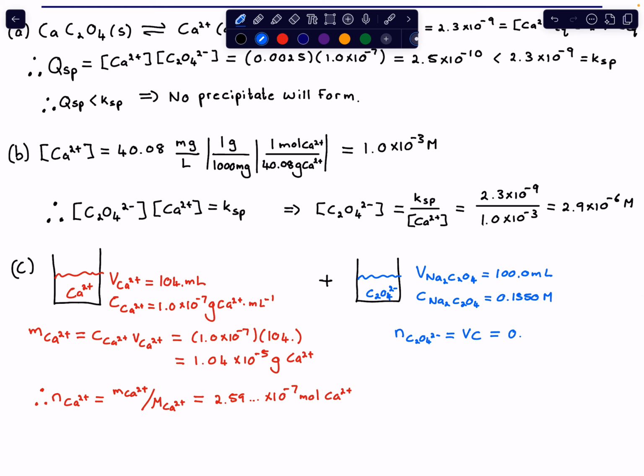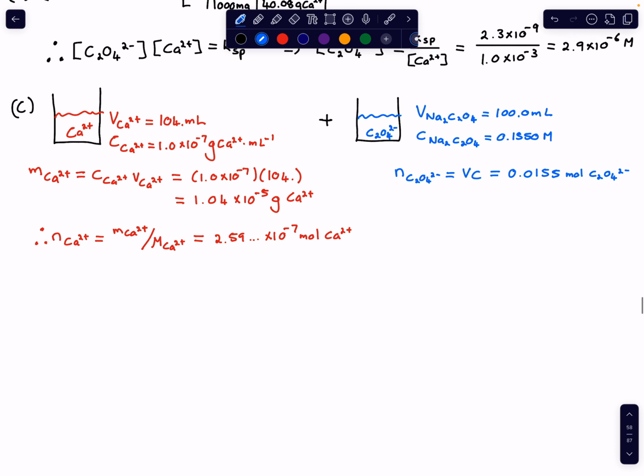So I get this as 0.0155 mole C2O4 2 minus. And remember, even though you're given the salt concentration, the salt gives rise to 1 mole of oxalate for every 1 mole of the salt that is dissolved, right? So that is why it's directly proportional. Right, so that's the number of mole. So what can we get from that for each of these?